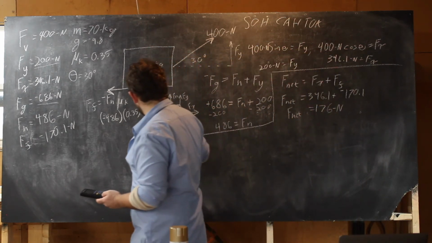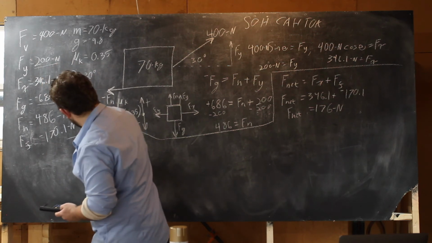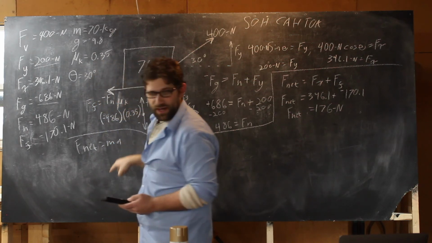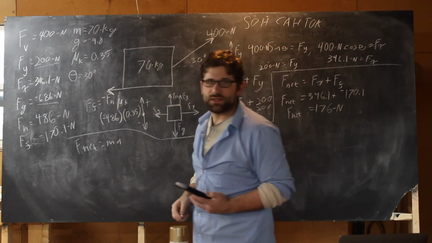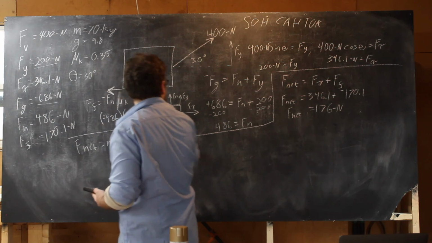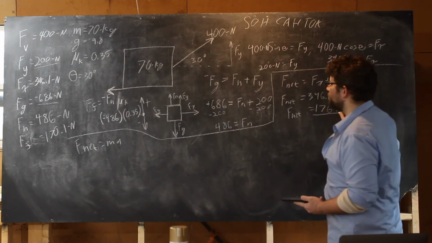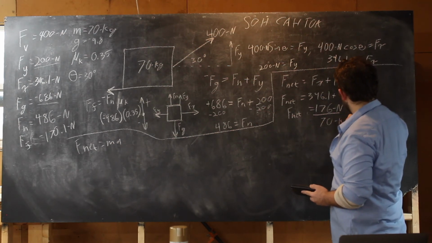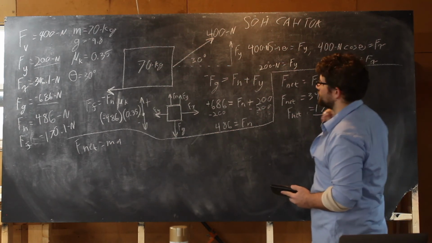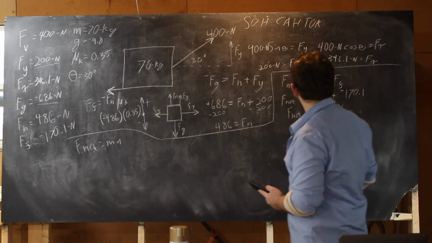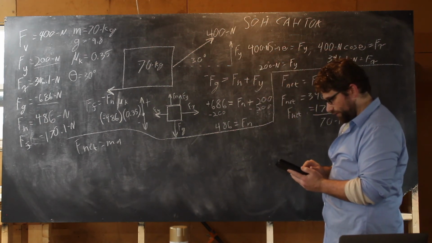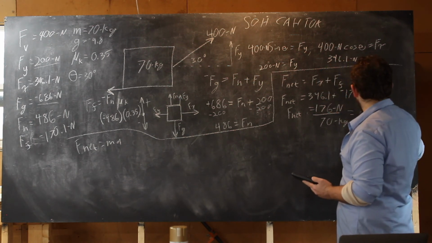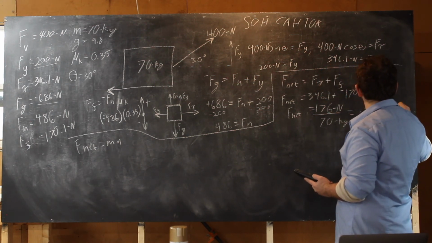It is also, a little safe space for ourselves, F net is also equal to ma. So I'm being asked to find the acceleration in this problem. So to find the acceleration, I need to take this F net divided by that mass, divided by 70 kilograms, and that will give me the acceleration that I'm looking for. So 176 divided by 70 gets me 2.5 meters per second squared.